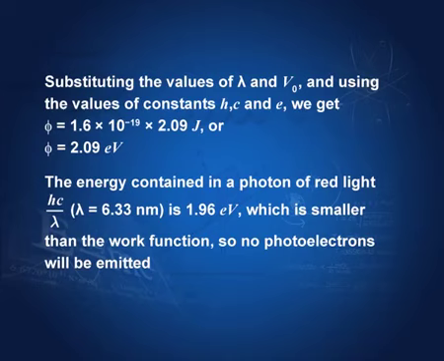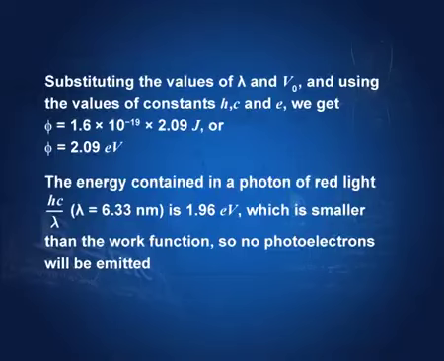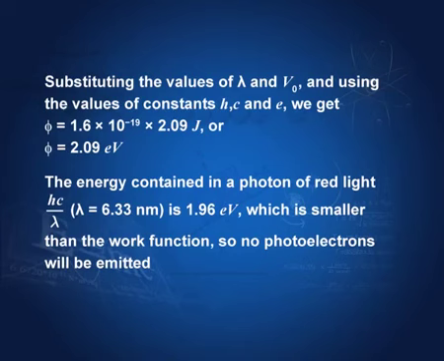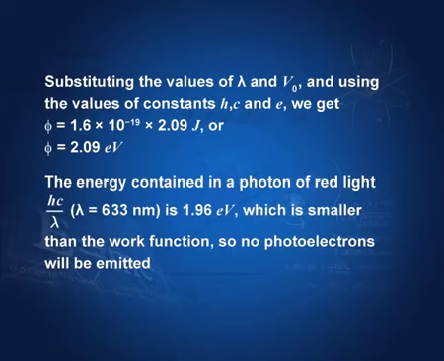Phi comes out to be 2.09 electron volts. The energy contained in a photon of red light, although the intensity is very high, is hc by lambda, and if I substitute the value of lambda, which is 633 nanometers, then we find that the energy of this photon is just 1.96 eV, which is less than this. Therefore, this high intensity red light will not be able to extract photoelectrons from the cathode. You see, this is 633 nanometers.